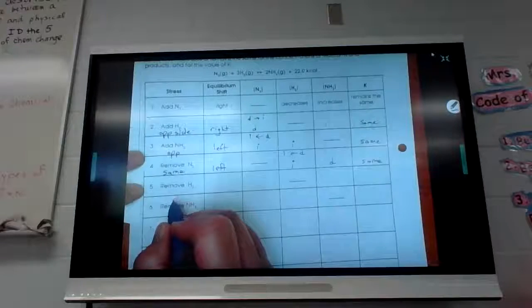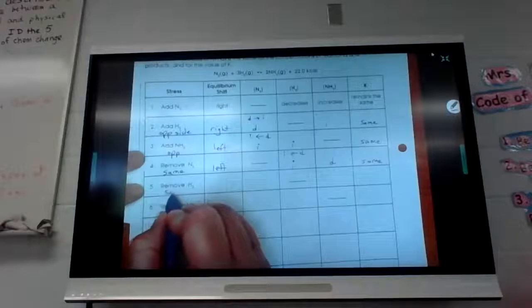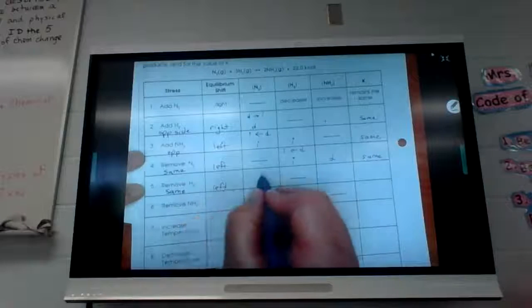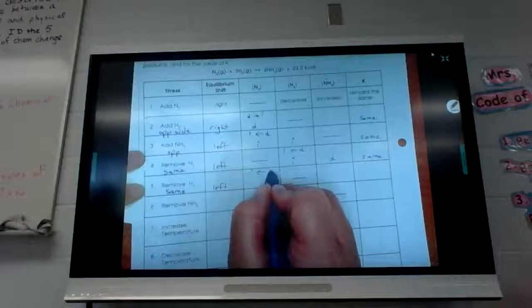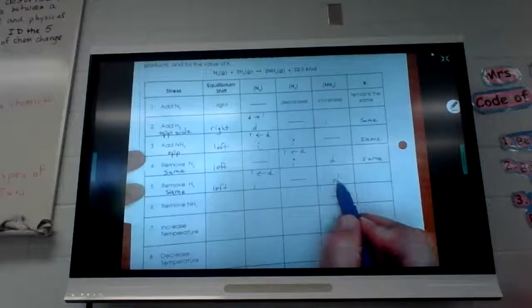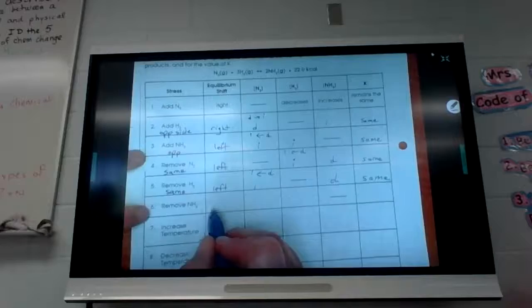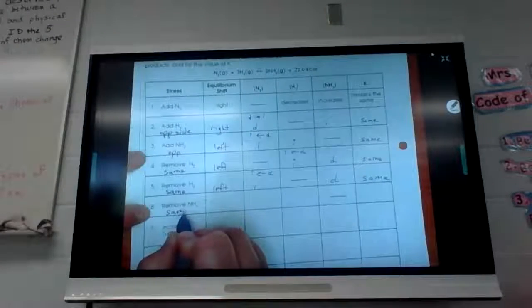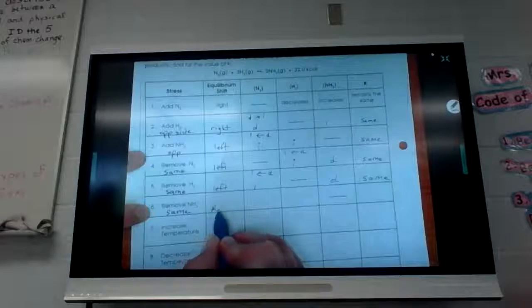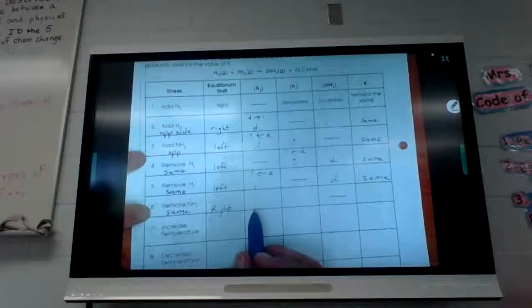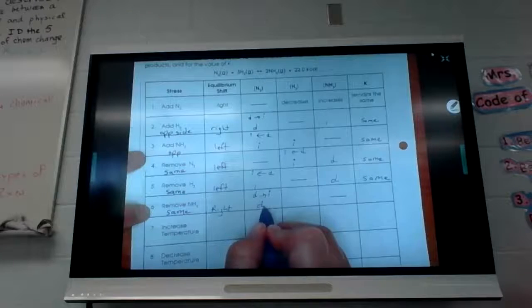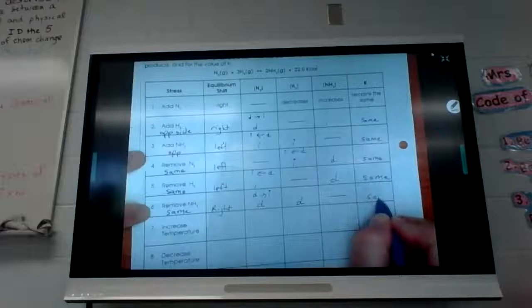All right. Remove hydrogen. It will stay on the same side. Hydrogen is on the left, so it goes to the left. If it goes left, increase there, decrease there. N is on the left, so it will increase. So decrease, same. This time, if we remove NH3, NH3 is on what side? So it will shift to the right. If it shifts to the right, this time it will increase on the right, decrease there. So this will be decrease, decrease, same.